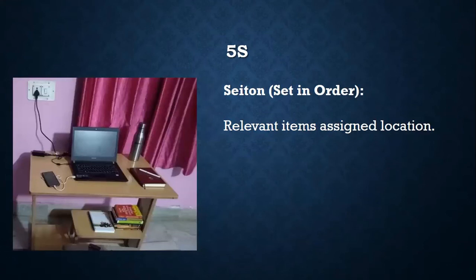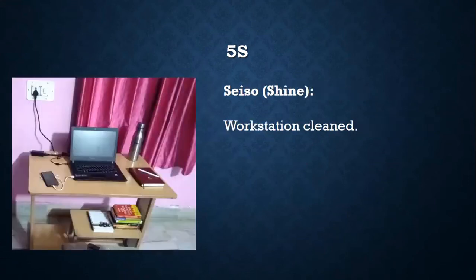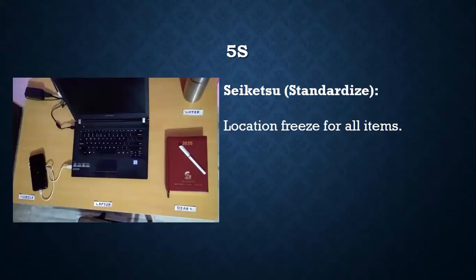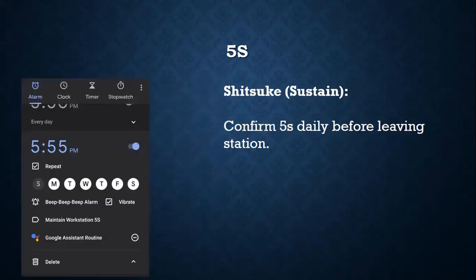Can you already see the wish coming true? My water bottle on the station. Going ahead with shine, it was just wiping off the station to make it neat and tidy. Then standardize. I labeled the workstation with the items I needed to keep it in the most efficient manner. For sustain, I took help of technology. Every day at a set time, my Google Assistant reminds me to maintain 5S of my station. It takes less than 5 minutes to keep it the way I desire.